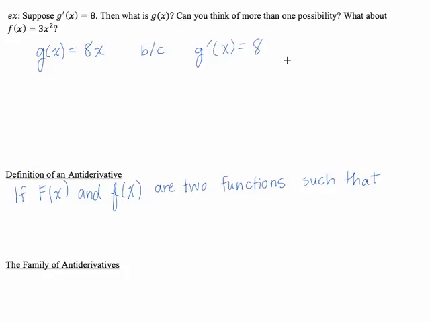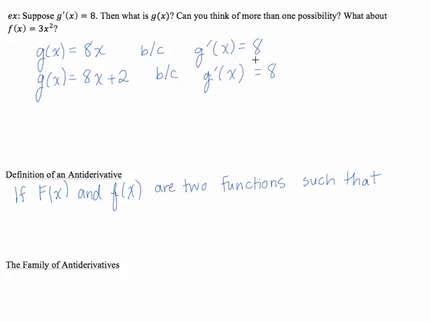And that's one solution, but there's actually more. What about 8x plus 2? The derivative of 2 is 0, so the derivative of 8x plus 2 is also just 8. You could have 8x minus 10, 8x plus 11.5, 8x plus pi. 8x plus or minus any constant has a derivative of 8.